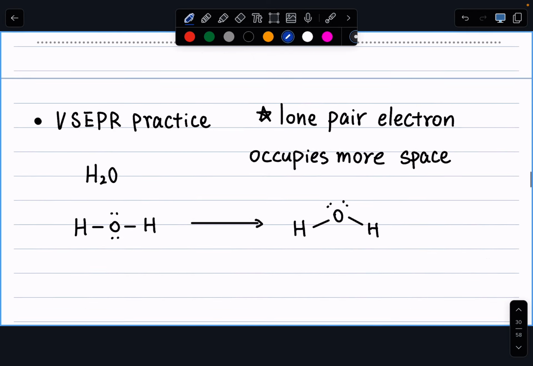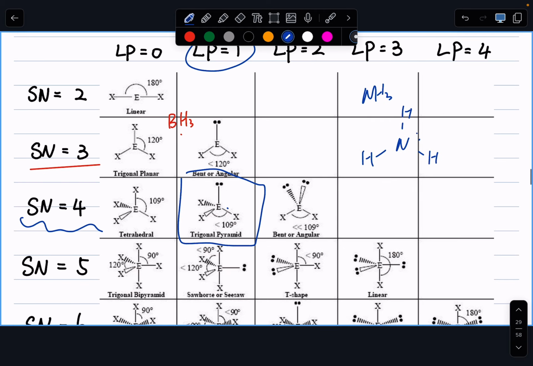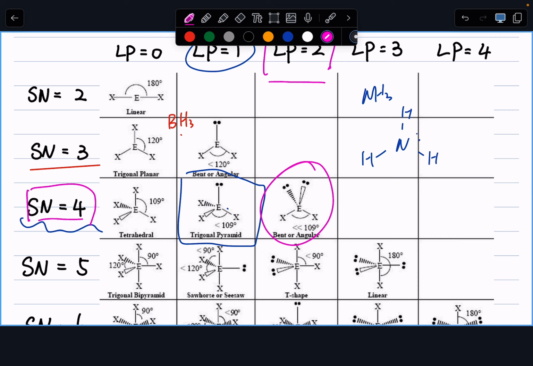Right, so first thing, let's look at H2O, which is water. Oxygen makes 2 bonds, one with each hydrogen, and then water will have 2 lone pairs around it. So in this case, we're looking at steric number equals 4 and lone pair equals 2. Going back to the table, steric number equals 4 and lone pair equals 2, we're looking at something called a bent geometry, right?